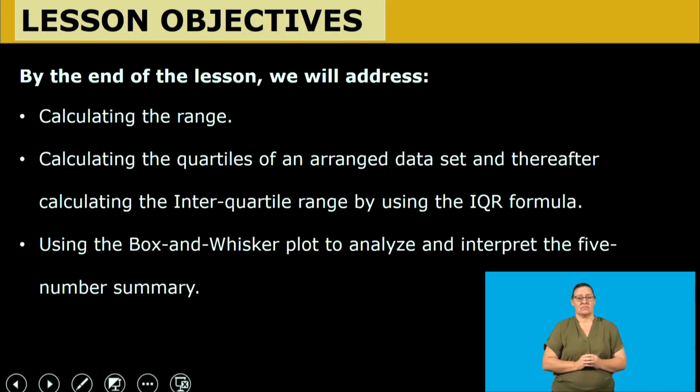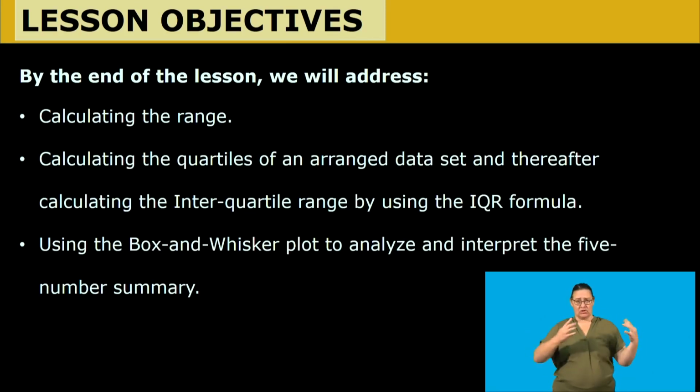At the end of this lesson, we will address calculating the range, calculating the quartiles of an arranged data set, and thereafter calculating the interquartile range by using the IQR formula. Lastly, we'll use the box and whisker plot to analyze and interpret the 5-number summary.